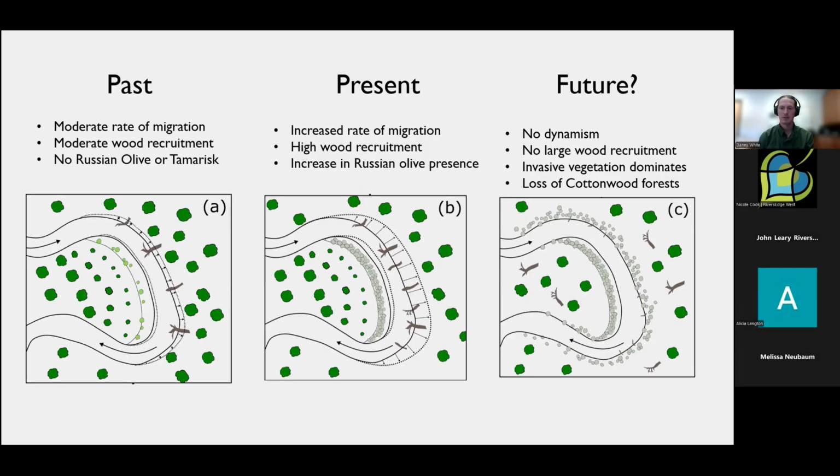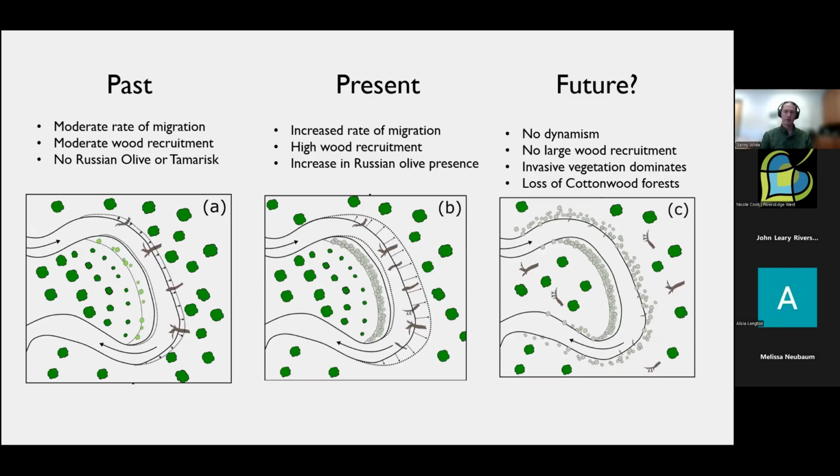And then in the present, we're seeing an increase in migration rates, higher wood recruitment, much of it tied to Russian olive expansion, and a rapid increase in the presence of invasive vegetation. The system is still dynamic, but the drivers of that dynamism have shifted.